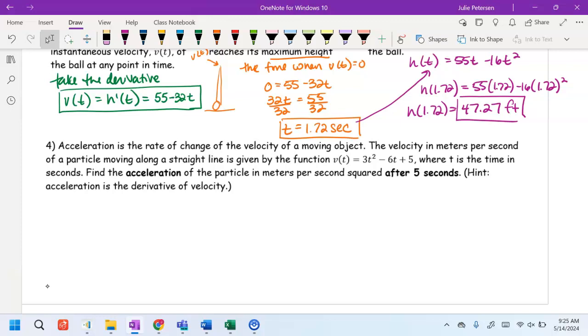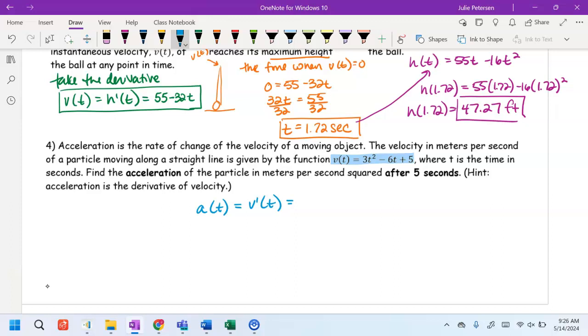Acceleration is the rate of change of velocity, which we discussed. The velocity in meters per second of a particle moving along a straight line is given by this function. So here we're not given the position, we're actually given the velocity, where t is time in seconds. We're supposed to find the acceleration of the particle in meters per second squared after 5 seconds. The acceleration as a function of time is the derivative of our velocity function. So we first have to find the derivative, and then it wants to know what the acceleration is at 5 seconds.